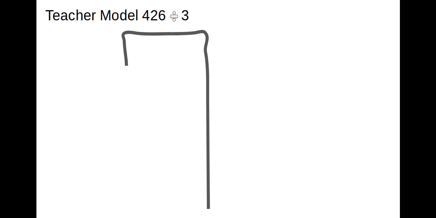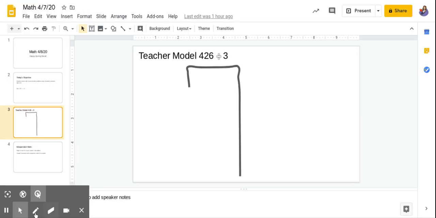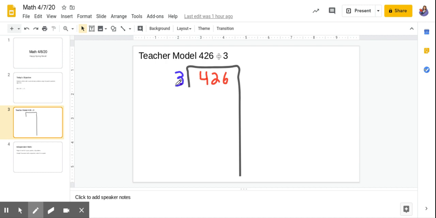Teacher model, 426 divided by 3. And just like I've been talking about the past few days, our dividend, or our larger number, goes on the inside of the curtain. So that's 426. And our divisor, or the smaller number, goes on the outside. So 3. That's step 1 to solving a division problem using the curtain.